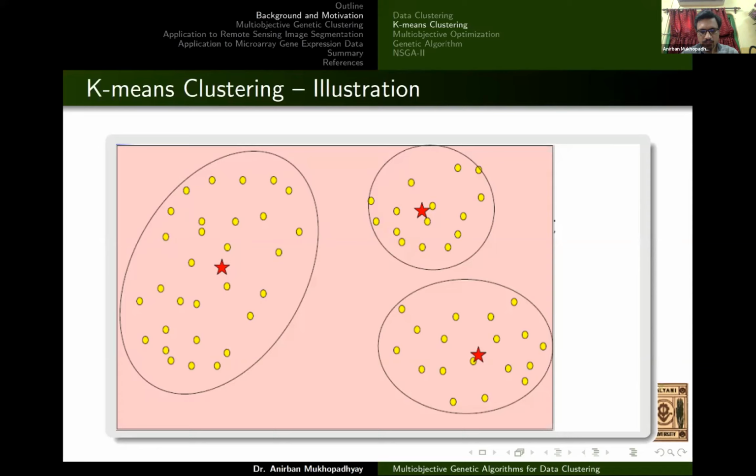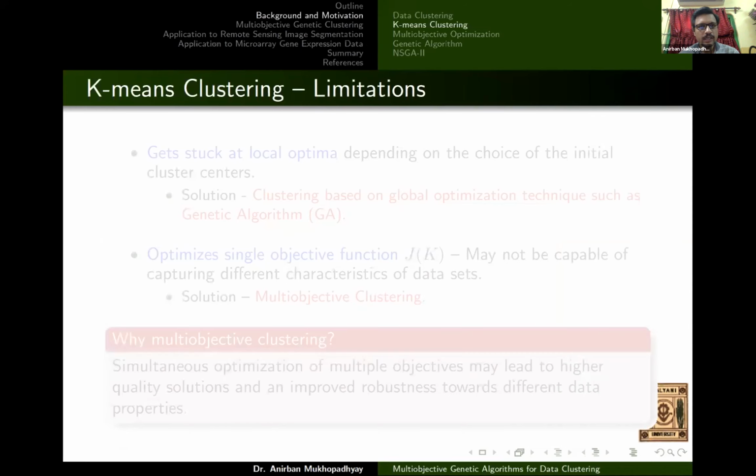But there are some serious limitations of the k-means algorithm. One limitation is that, as you can see, we start from random initialization. That means we pick k random points as the initial cluster centers. Depending on the choice of the initial cluster centers, sometimes the k-means algorithm gets stuck at some local optima.